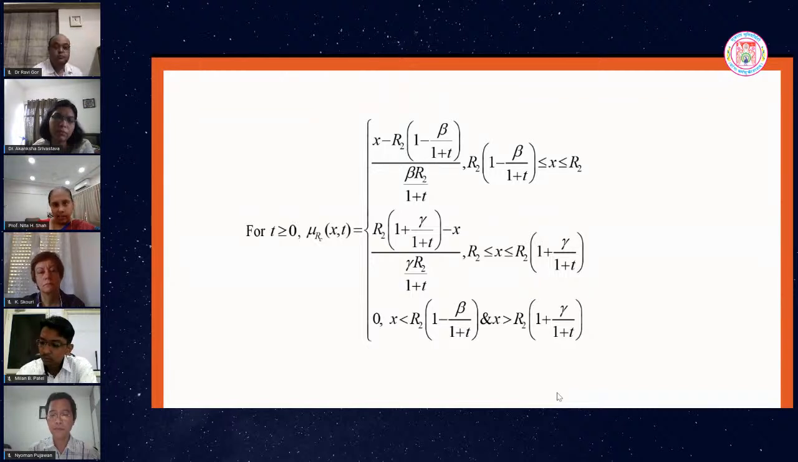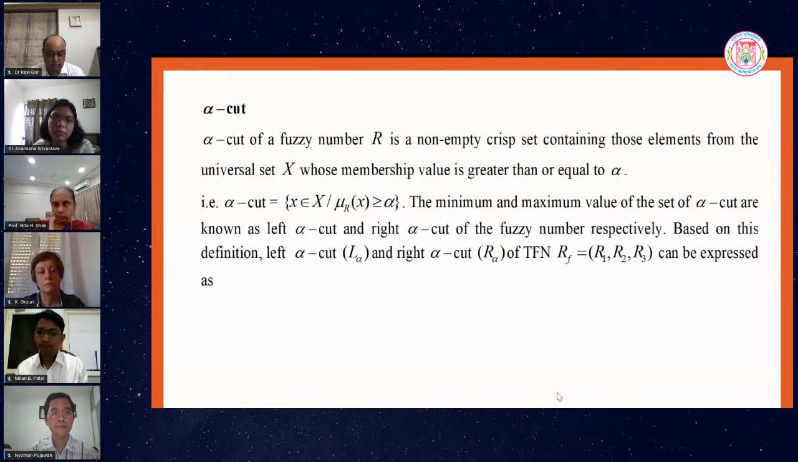fuzziness and cloud fuzziness. Even one can think of going with trapezoidal or Gaussian fuzzy numbers, or one can go with triangular Gaussian fuzzy numbers. But at the end, everything will converge to triangular fuzzy, either cloud or fuzzy.